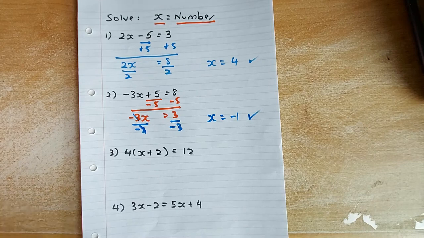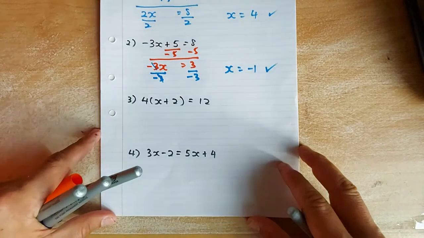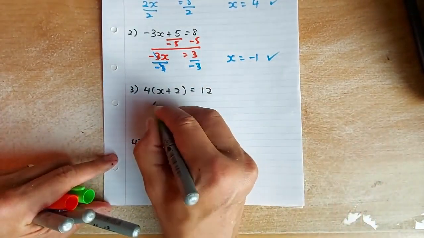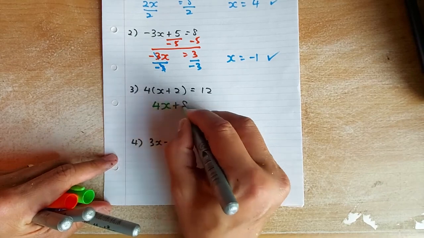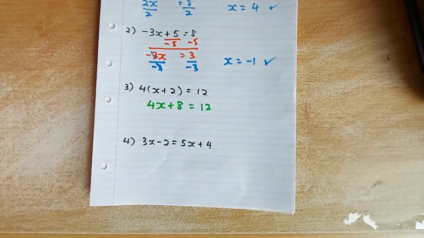Okay, question 3, there are a few ways to do it. I would personally like to expand the bracket. When you expand, it's going to be 4x plus 8 equals 12. I'm going to show you the expanding.